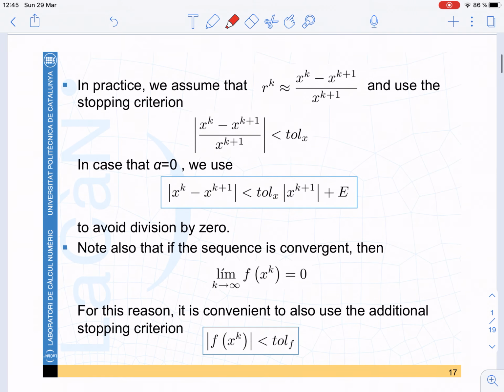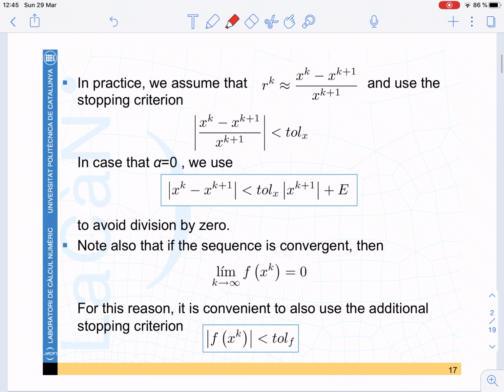And for this reason, in practice, we approximate the relative error by replacing alpha by x_{k+1}. The rationale being that, from the point of view of x_k, x_{k+1} is a better approximation that can be used to judge the quality of x_k. Okay? So in practice, we use this stopping criterion based on the relative variation of the approximation.